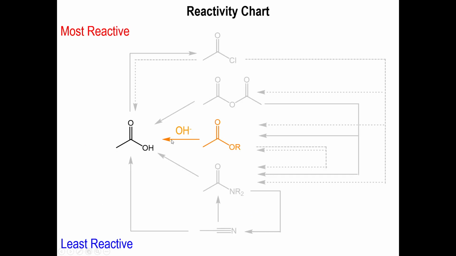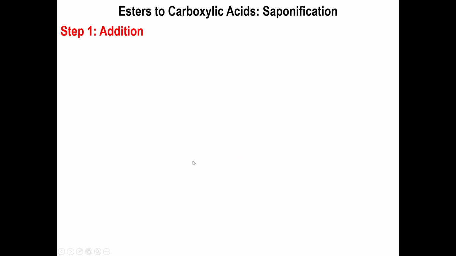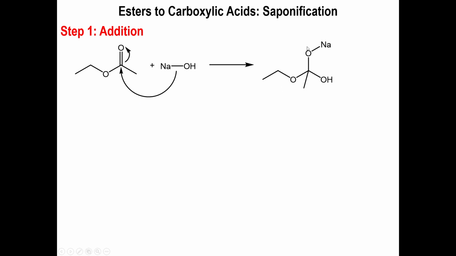So much the same way as we saw with anhydrides, you can also get to the carboxylic acid from the ester if you do this under basic conditions as opposed to acidic conditions. And in this case, that would mean using sodium hydroxide. The hydroxide will attack the carbonyl carbon, kicking away the electrons to the oxo. And now you have that sodium oxide that's coordinated right there.